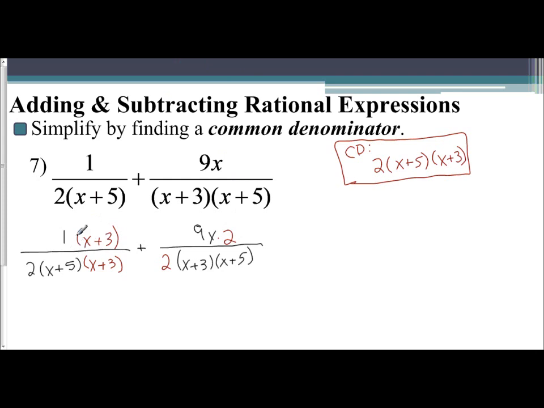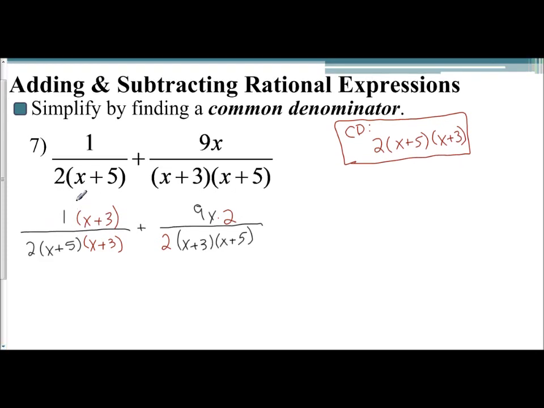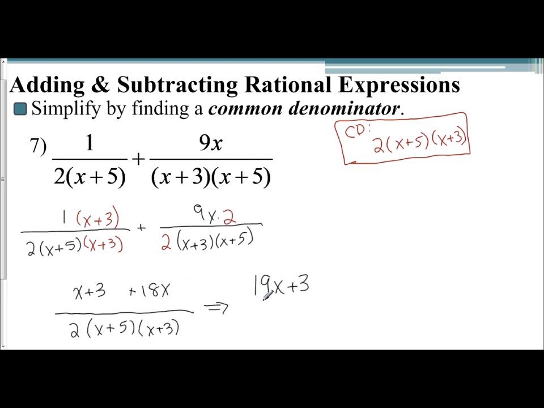Now I'm going to distribute right away in the top, just to try and combine some steps. 1 times x plus 3 is just x plus 3. And I'm going to multiply this out. 9x times 2 is 18x. And I'm going to write them in the same fraction because they have a common denominator now. 2 times x plus 5 times x plus 3. And now I combine like terms. x plus 18x is 19x plus 3 over 2 times x plus 5, x plus 3. And that is my completely simplified rational expression after adding these two together.